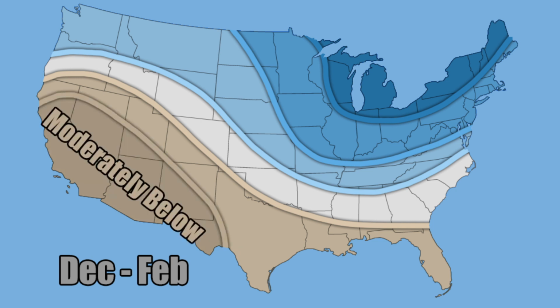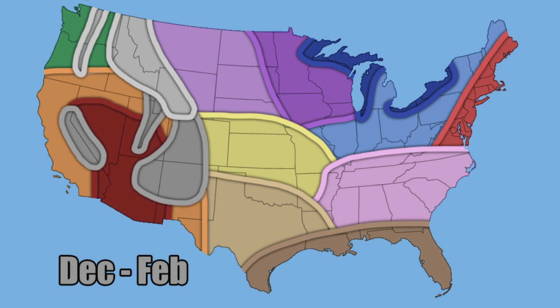Now, here would be the moderately below normal snowfall region, and this includes parts of the southwest and also the southern Four Corner states. Now, here is the overall forecast, and we're going to be going over this. We're going to go from west to east here, so I hope you guys enjoy this.